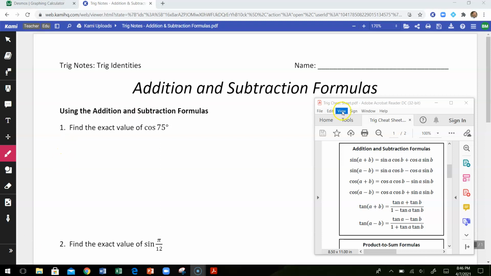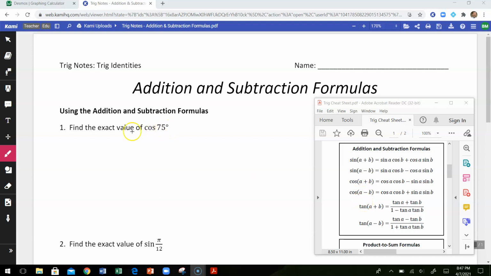Alright, in this video I am going to go over the addition and subtraction formulas that you will find on your trig cheat sheet. Here we have a list of them. There are 6 different ones that we're going to talk about: sine, cosine, and tangent. And then what you'll notice on the inside is that some of them have a sum of 2 angles, some of them have a difference. And we have that for each sine, cosine, and tangent.